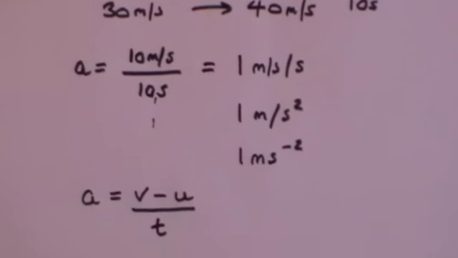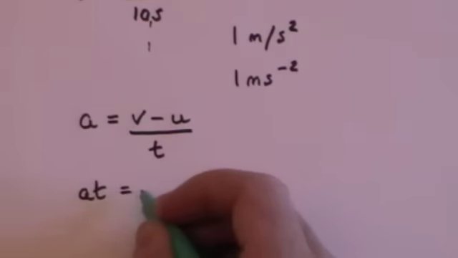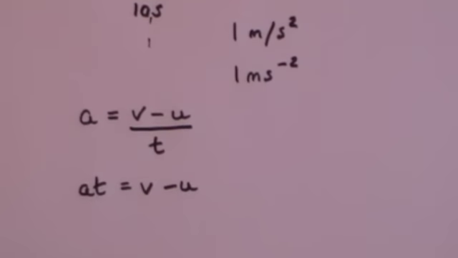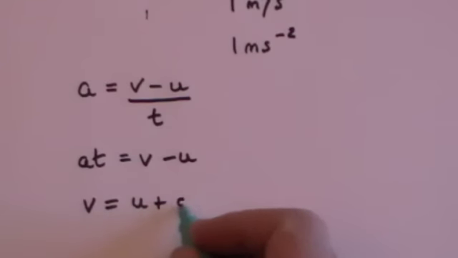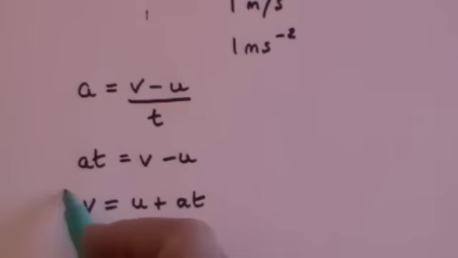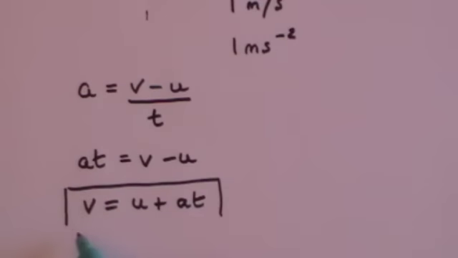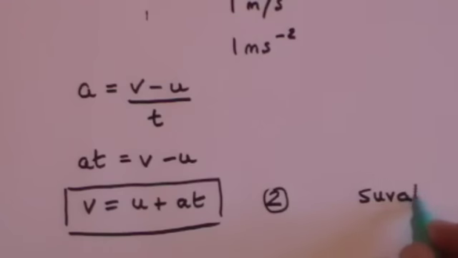If I multiply both sides of that equation by t, I get a times t equals v minus u, and if I rearrange that, I get that v equals u plus at, simply by taking the u onto that side of the equation and then swapping them over. V equals u plus at is the second of the Suvat equations.